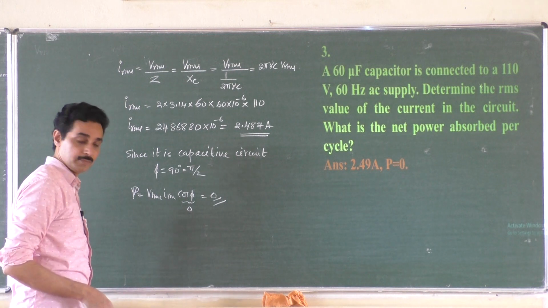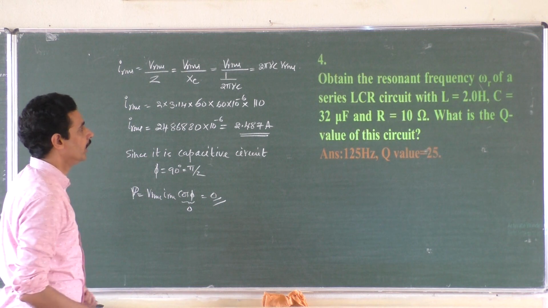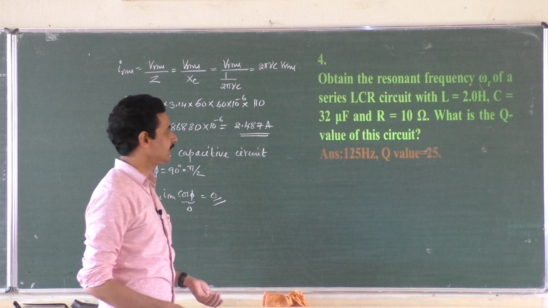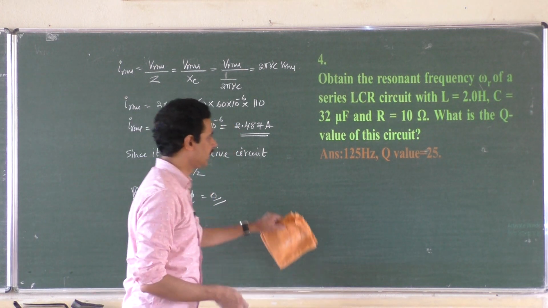Yes, shall we move on to one more problem. Fourth one. Obtain the resonant frequency omega R of a series LCR circuit with L, C and R. What is the Q value of this circuit?